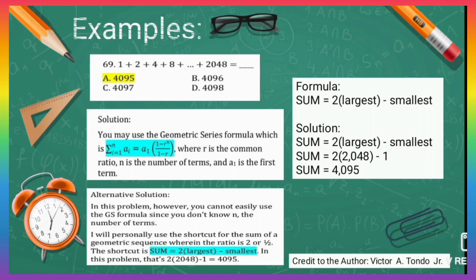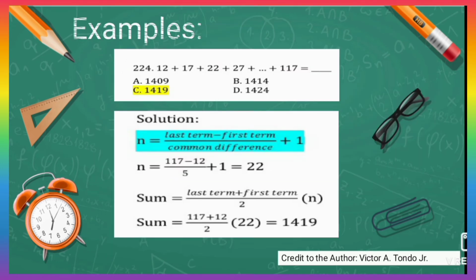Yan yung shortcut way ni Sir Tondo, na nakatulong din sa akin. Pero thankful na lang din sa board exam nung time na nag-take ako hindi siya ganito yung questions. But anyway, kung makalimutan mo yung formula, pwede mong panoorin ulit itong video na to para ma-aware ka ulit na ganito pala yung shortcut way sa geometric sequence or sa geometric series sa paghahanap kung ganito yung questions kasi wala namang end terms, di ba? So, ganito pa rin yung questions niya.